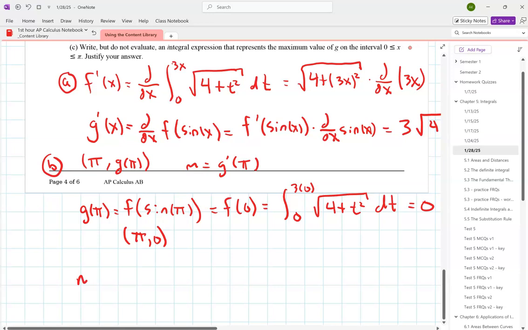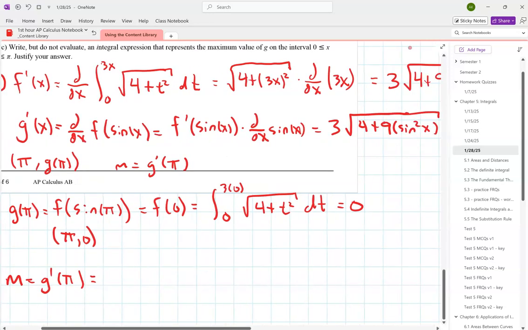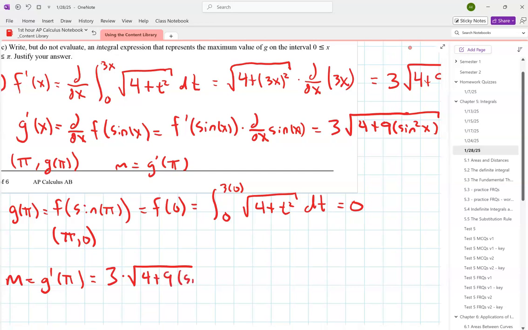Next thing we need is the slope. We're going to get that from g prime of pi. And I know g prime of pi is 3 times the square root of 4 plus 9 sine of pi squared, times cosine pi.